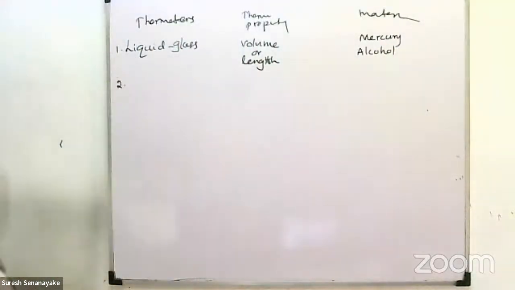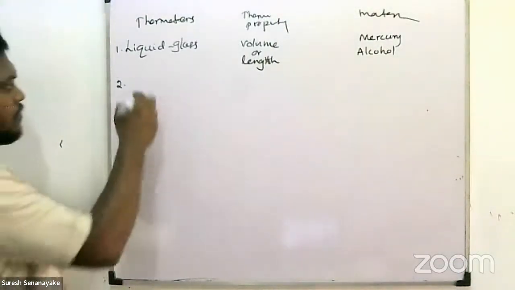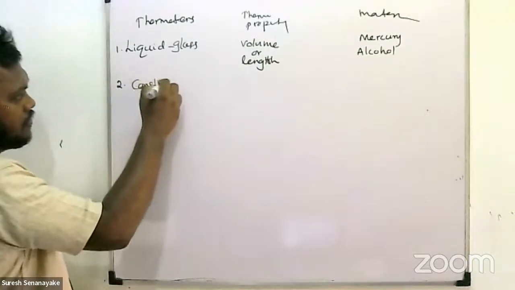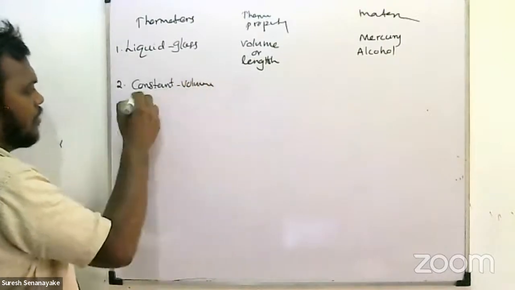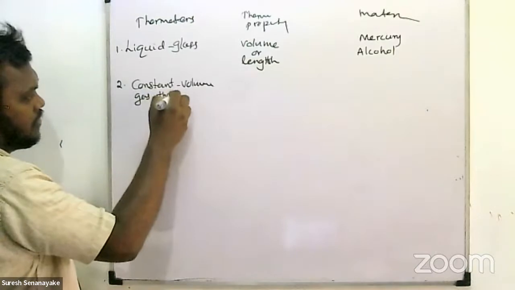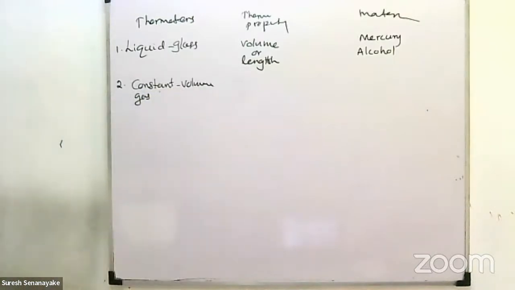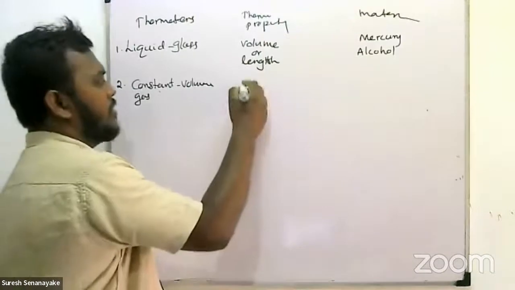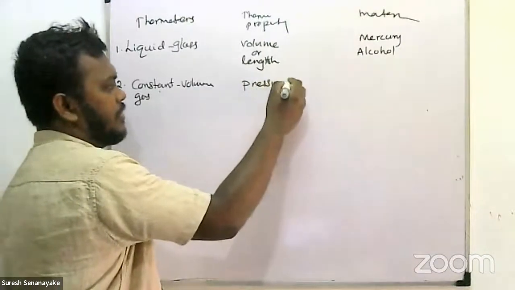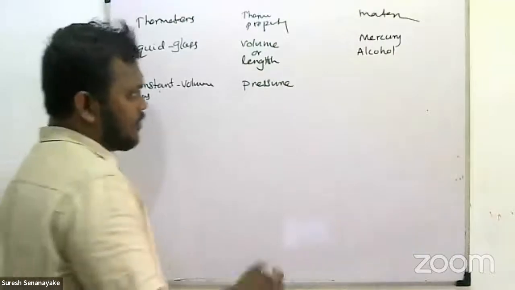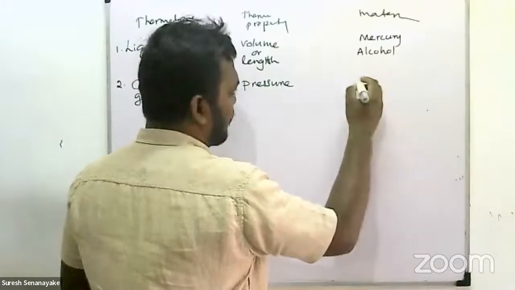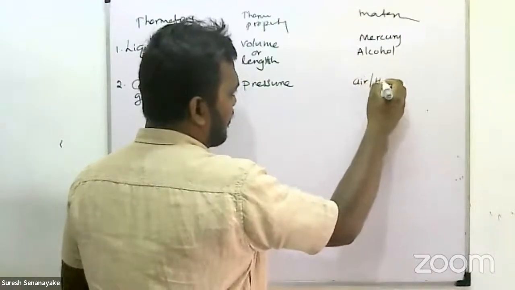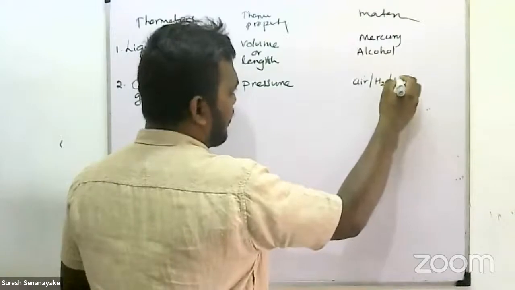And the second one is the constant volume gas thermometer. Its thermometric property is the pressure of the gas. And the materials used are gases, different gases: you can use air, hydrogen, helium, or carbon dioxide, any gas.